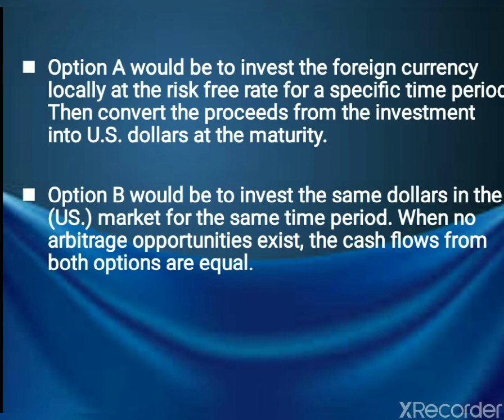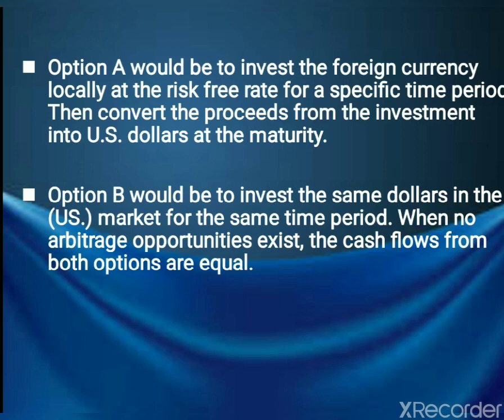Here, for example, a foreigner is going to invest his currency, it may be in US dollars. He is going to invest in our country where the risk is low, and at the time of maturity he is going to convert that money into his currency, like dollars. Option B would be to invest the same dollars in the US market for the same time period. When no arbitrage opportunities exist, the cash flows from both the options are equal.